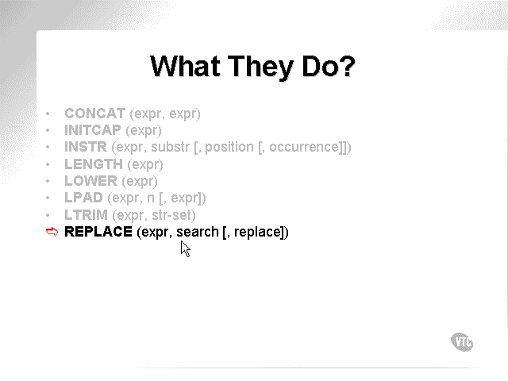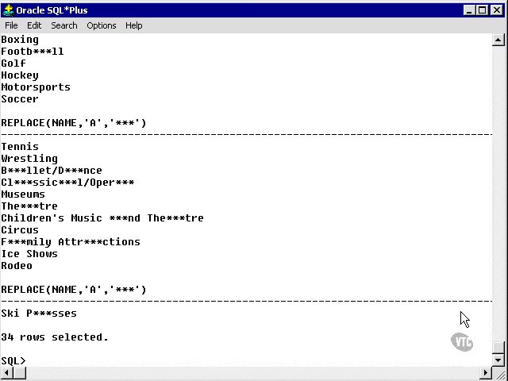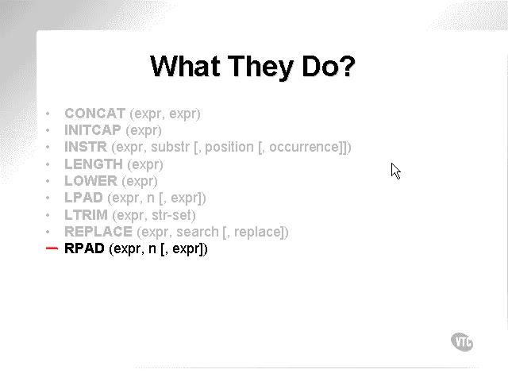Replace. Replace can be used to replace search patterns or strings within other strings. Here's a simple example of replace. All we're going to do is find the letter A in the name column from the category table and replace it with 3 asterisks. So, ballet, dance would be replaced with ballet, 3 asterisks, and 3 asterisks included within the word. Classical opera, theatre, etc.